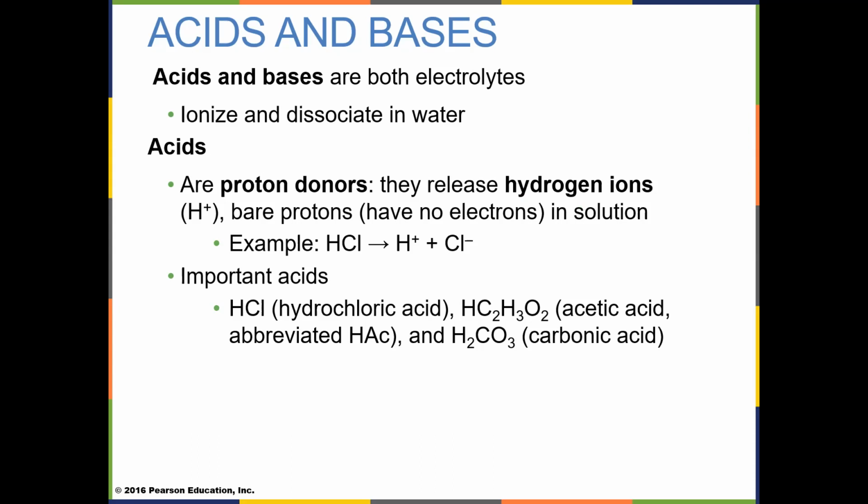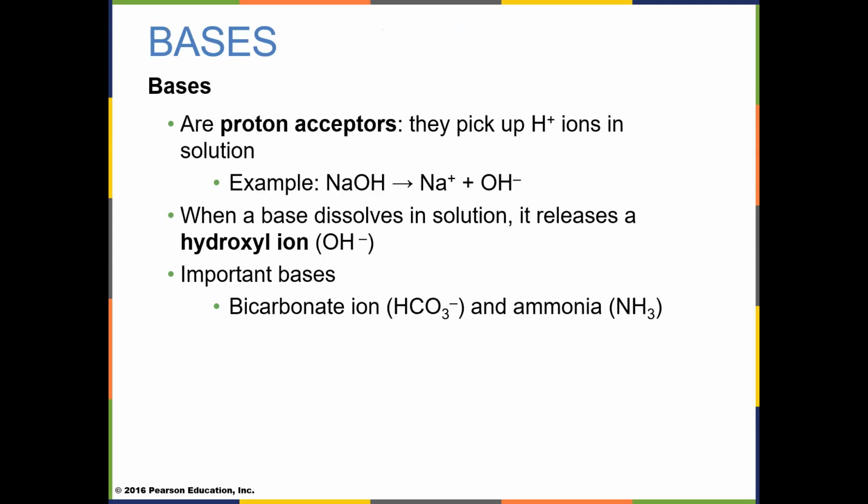We would rather have carbonic acid around. Hydrochloric acid is a strong acid. Carbonic acid is a weak acid. We carry lots of carbonic acid in our plasma. We prefer weak acids over strong acids. Bases are anything that pick up hydrogen ions. Sodium hydroxide is a base. It grabs hydrogen ions and they have a reaction.